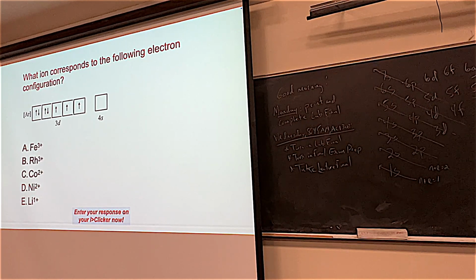So see if you can figure out, based on this information, which ion is represented. All right? Notice there are no 4s electrons. And for the 4s electrons, at the first level of transition metals, those are always the first ones out. So play around with this, see what you can think, and we'll talk about it here.